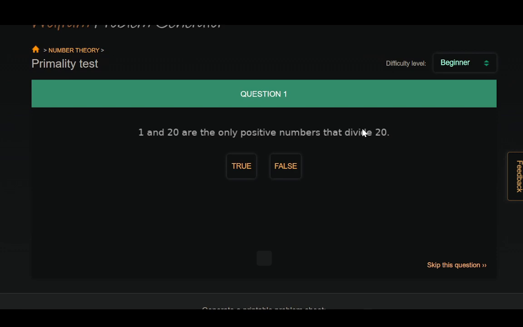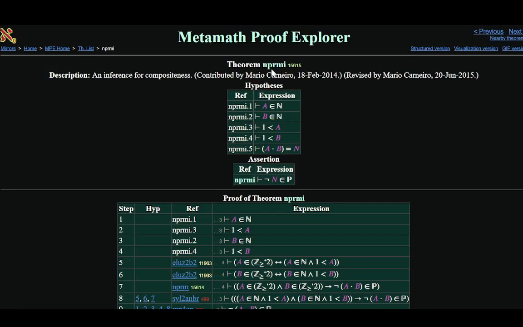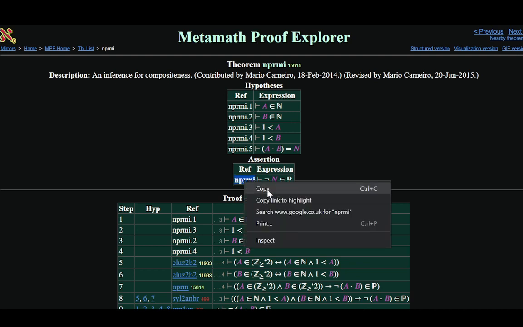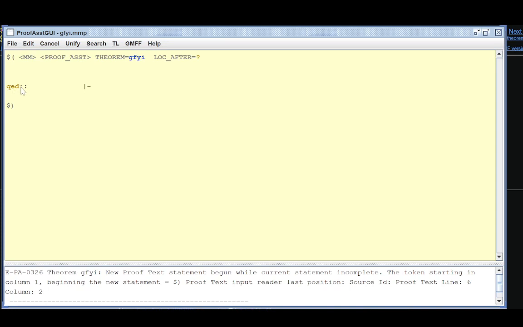Well, I think quite obviously the answer is no, because 4 times 5 is 20, or 10 times 2. And I think an appropriate theorem for proving that is this one. It basically says if A and B are natural numbers, A and B are larger than 1, so they can't be 1, and A times B equals N, then N is not prime. So what we're looking to prove here is that not 20 is prime.